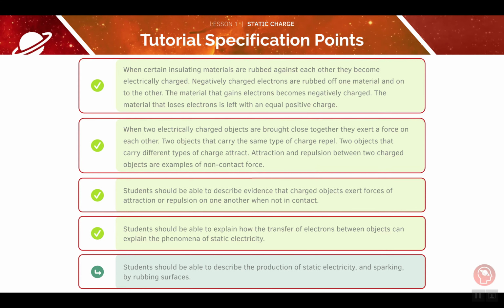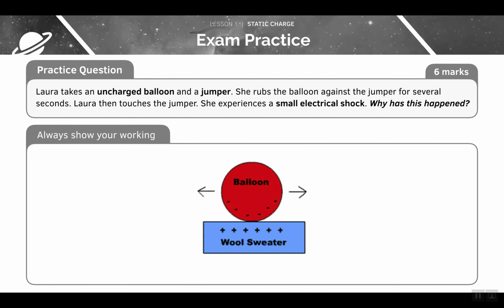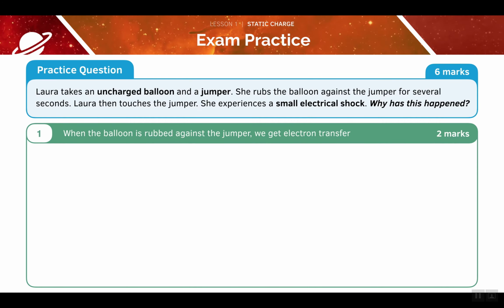Now, we will look at the production of static electricity. Let's have a look at this exam practice question. Feel free to pause the video now to attempt the question by yourself. Let's work through it together step by step.